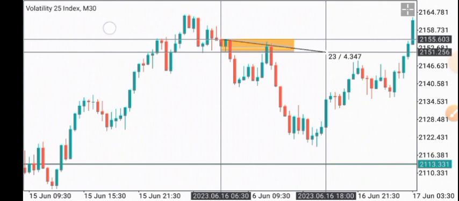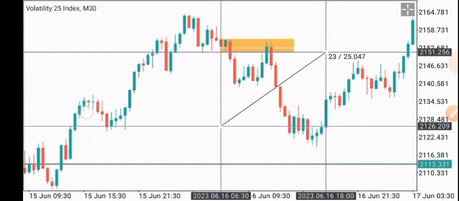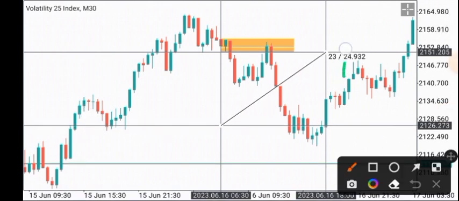For instance, assuming we are targeting this level here, look at the number of pips. This is 24 pips. Now, if you want to translate it to money, how do you know how much this 24 pips is worth?